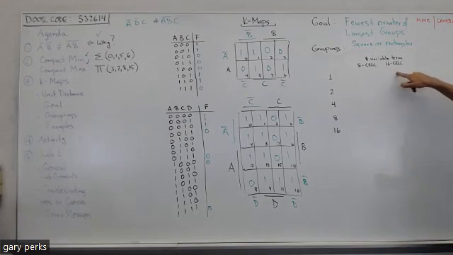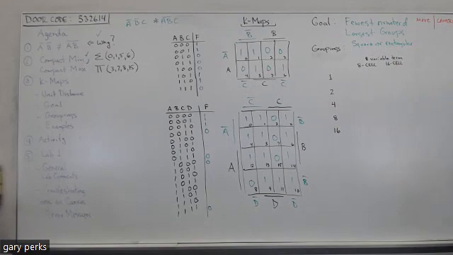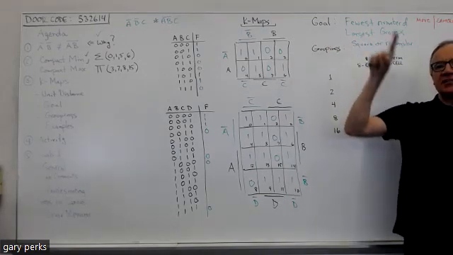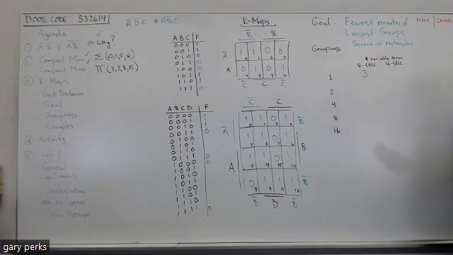Now, like I said, we've got two K-maps, 8-cell and 16-cell. With an 8-cell, if we have a grouping of just one, that's going to give us a 3-variable term. That's going to give us a term that's got 3 variables.